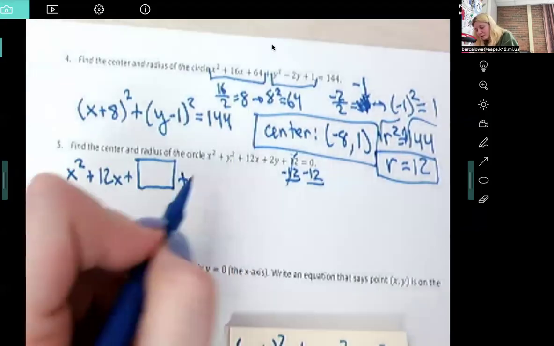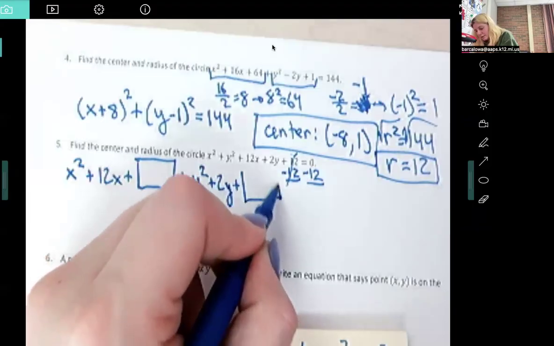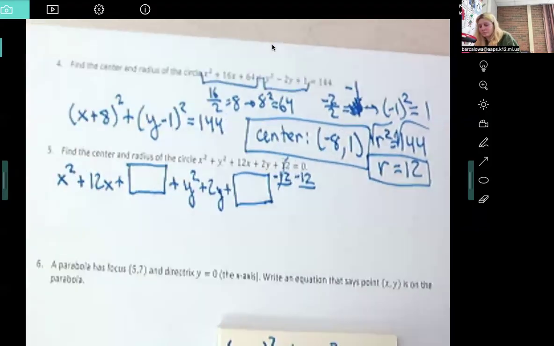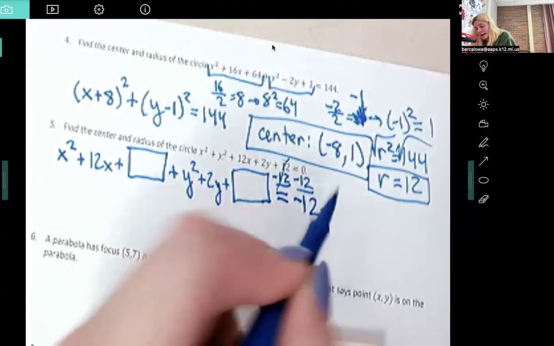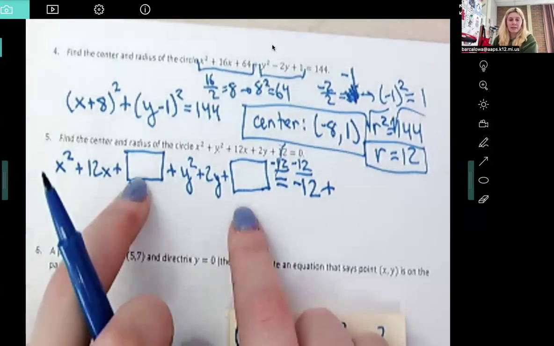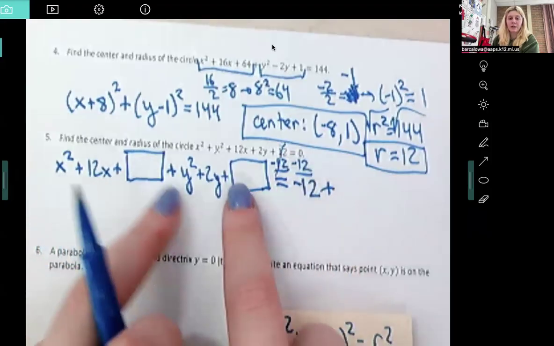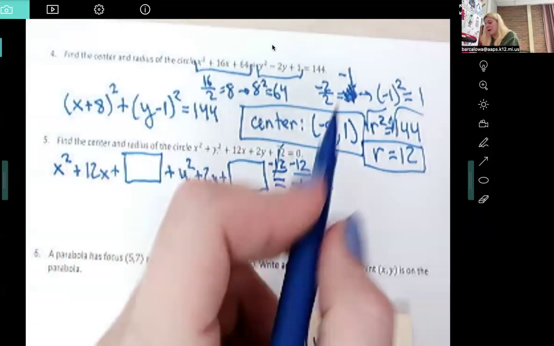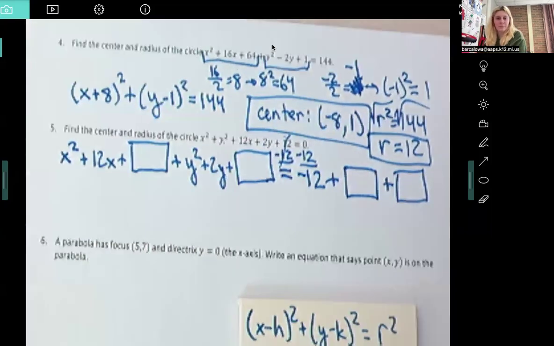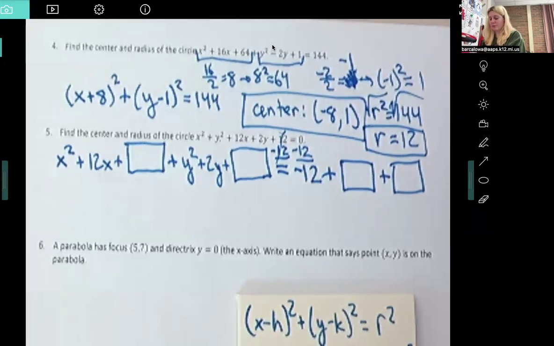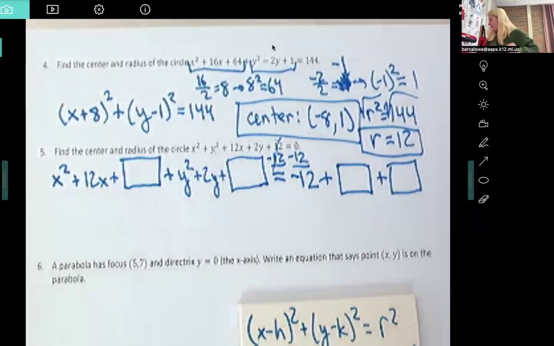Okay, and then I'm going to have y squared plus 2y plus a square, leaving space. This stuff's kind of in the way. But now I have equals -12. And I can't just have squares on this side. Notice, whatever you do to one side of the equal sign, you have to do to the other. So I'm adding 2 squares here. So I'm going to put some space to add 2 more squares there. Okay, has to be balanced, your equation. So I'm going to add 2 things here. So I have to add 2 things on the other side.